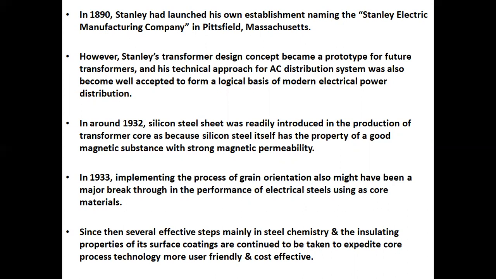In 1933, implementing the process of grain orientation was a major breakthrough in the performance of electrical steels used as core materials. Since then, several effective steps, mainly in steel chemistry and the insulating properties of its surface coatings, have continued to be taken to make core processing technology more user-friendly and cost-effective.